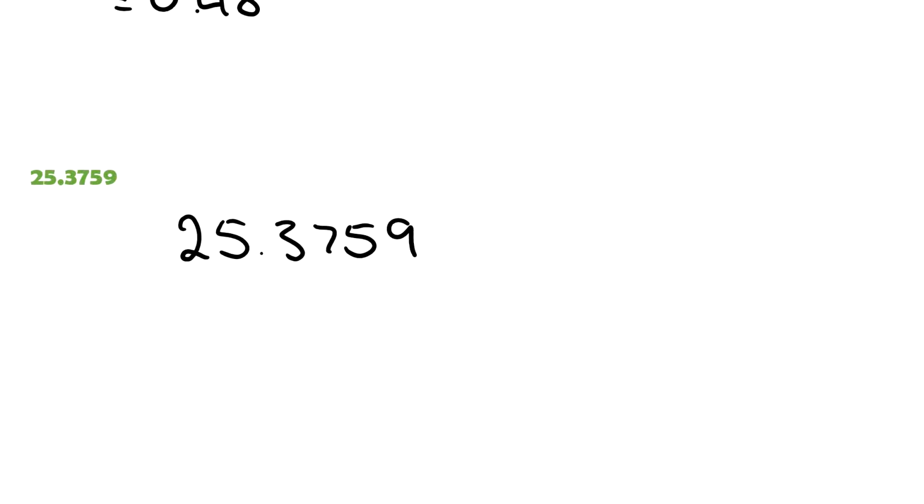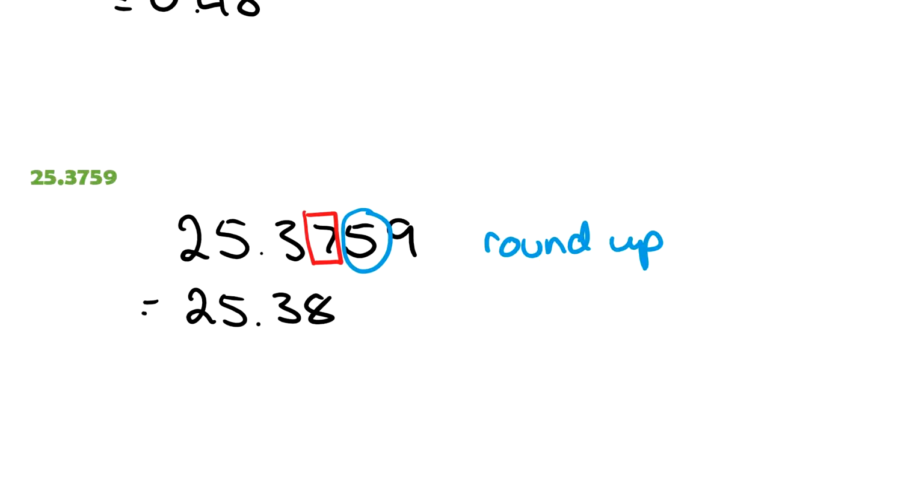And if I go to the next one, two decimal places again. So I'm looking at this number here. But this number, the one behind it, is what determines whether we're rounding up or down. Now it is 5, and 5 means we round up. So here we're at 25.38. All right, and that's the two decimal places.